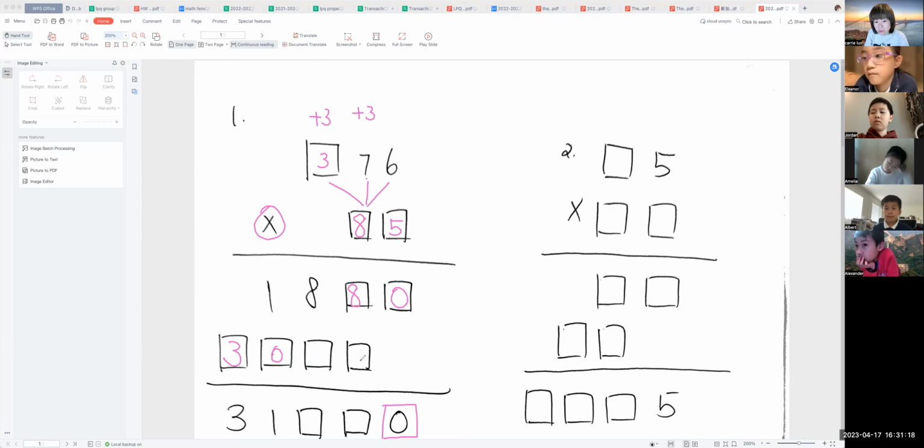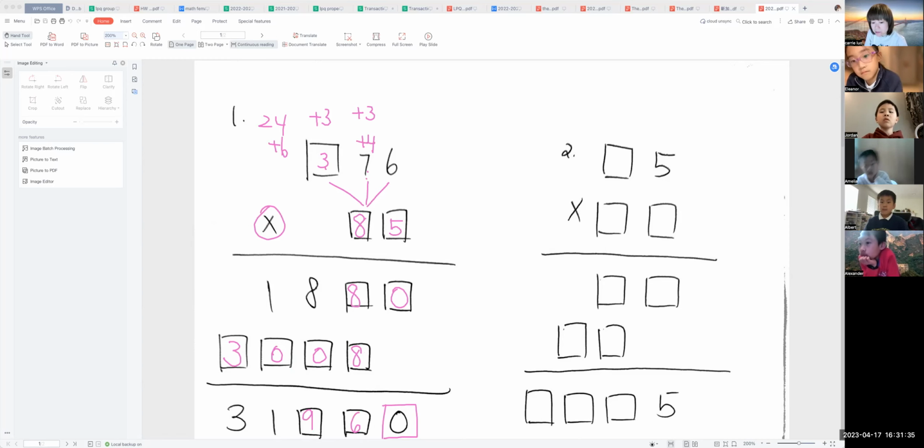So 6 times 8 equals 48. Carry over 4. So 7 times 8 equals 56 plus 4 equals 60. So carry over 6. So 3 times 8 equals 24, plus 6 equals 30. So perfectly, it's the right answer. So 9, 1. So 3190. 31960 is the answer.